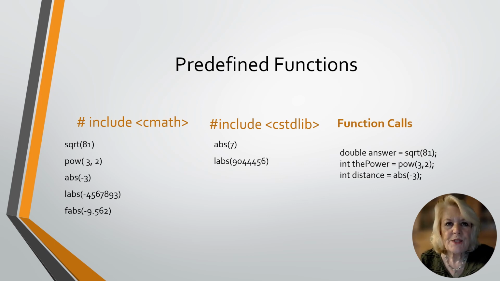This slide shows some examples of predefined functions. Some predefined functions require that #include <cmath> is included in the program, and some predefined functions require #include <cstdlib>, which is from the C standard library. On the right, the expression sqrt(81) is known as a function call. In the example, the result of sqrt(81) would then be assigned to the variable answer, which in this case would be 9.